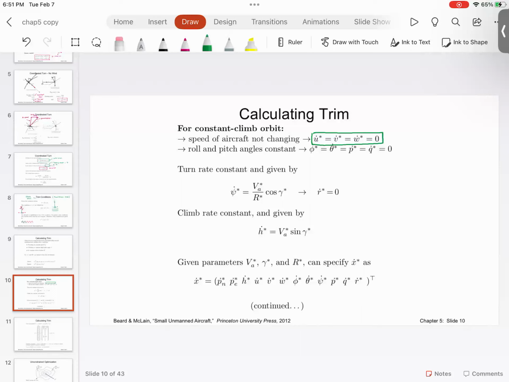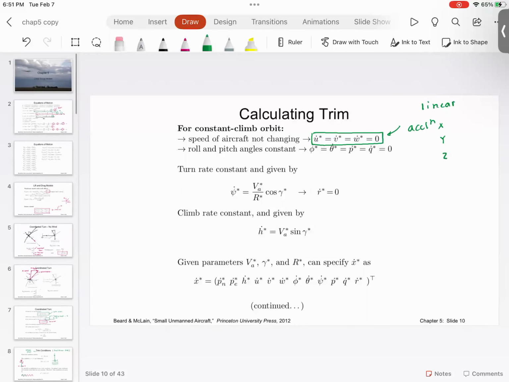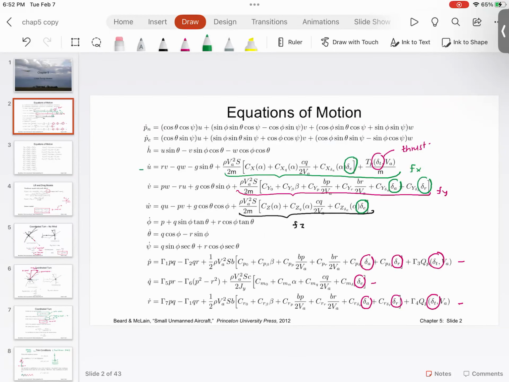So these are accelerations in x, acceleration in y, acceleration in z. These are linear accelerations. So u dot is equal to 0, v dot is equal to 0, w dot is equal to 0, which means this equation gets equated to 0, this equation gets equated to 0, and this equation gets equated to 0. Everyone understood this? Are you with me so far? So u dot is equal to 0, v dot is equal to 0, and w dot is equal to 0.